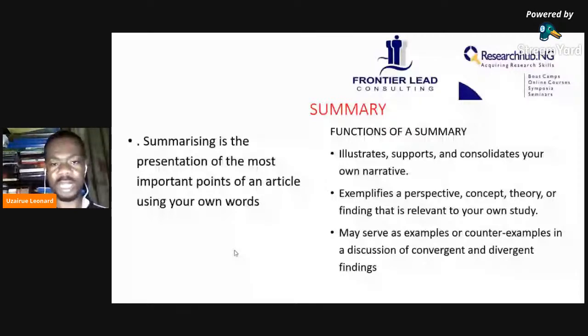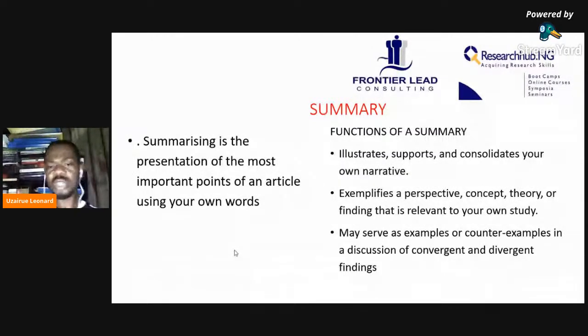Now the next one, the function of a summary. It illustrates, supports, and consolidates your own narrative. That's one thing. Then the next thing is that it also exemplifies a perspective, a concept, a theory, or finding that is relevant to your own study.